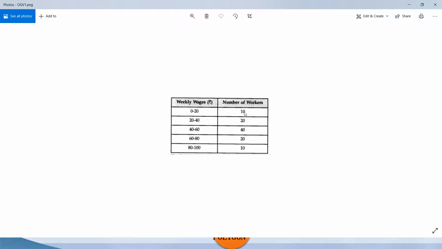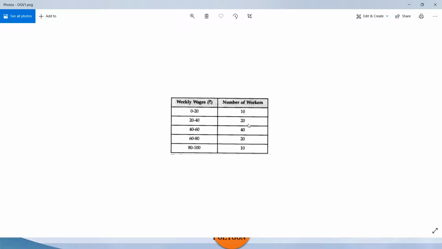If I ask how many workers are getting wages less than 40, then less than 40 means we have to include this interval also. So a total of 30 workers are getting wages less than 40. Similarly, less than 60 means add this: 40 plus 20 plus 10.